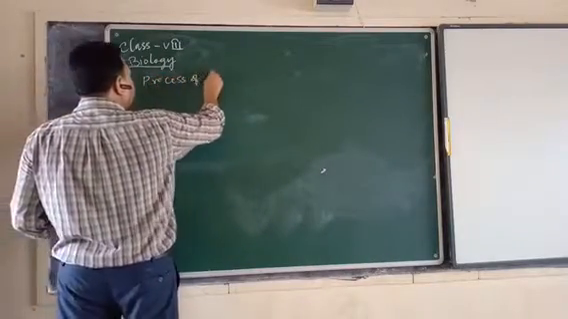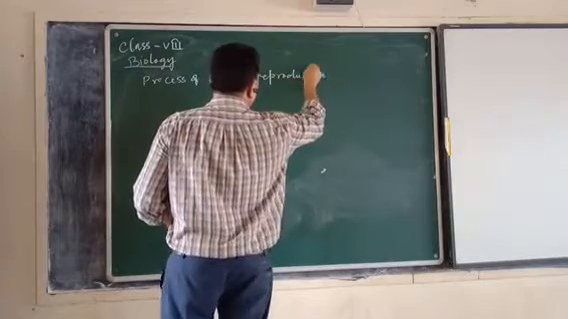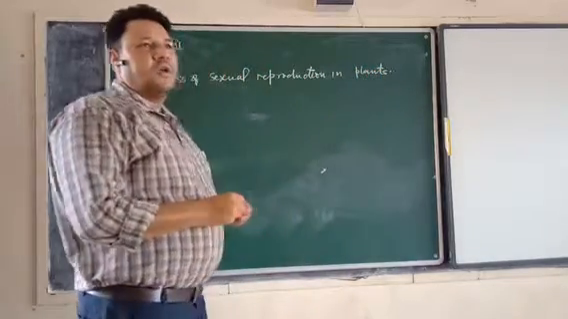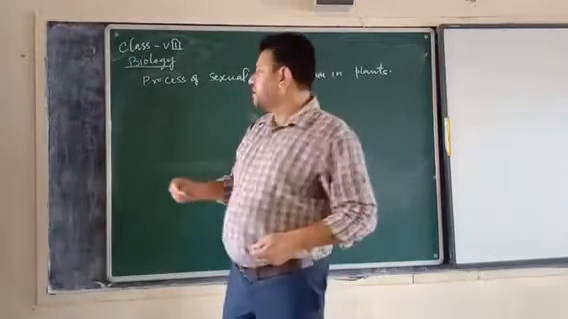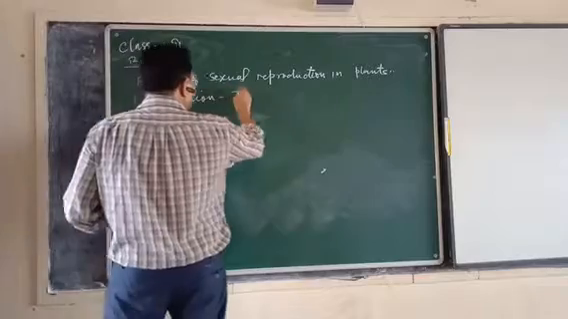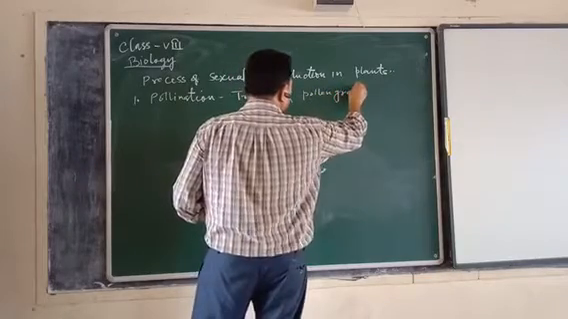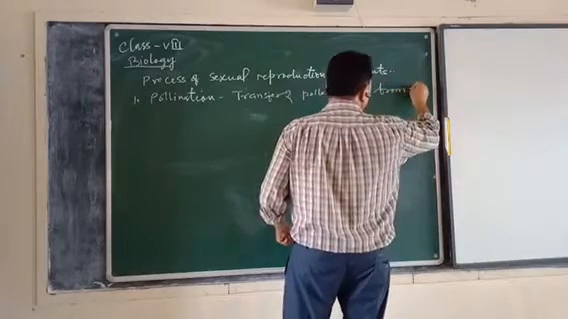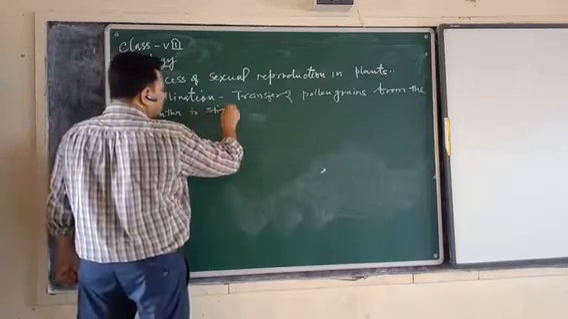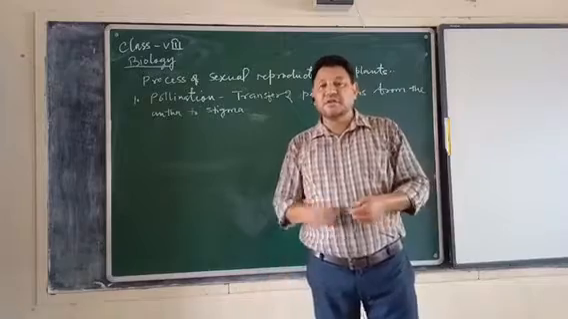Process of sexual reproduction in plants. As you know, the first process of sexual reproduction is pollination. It means transfer of pollen grains from the anther to the stigma. This is the first process that takes place, and after this, sexual reproduction starts.